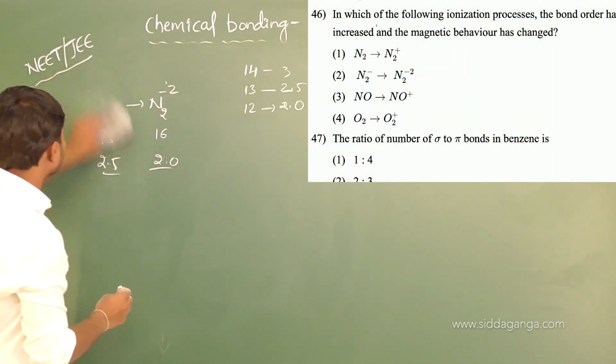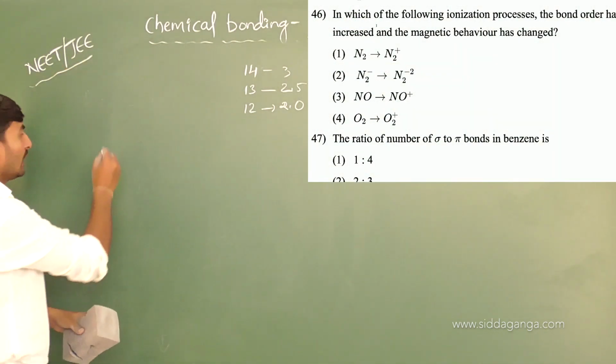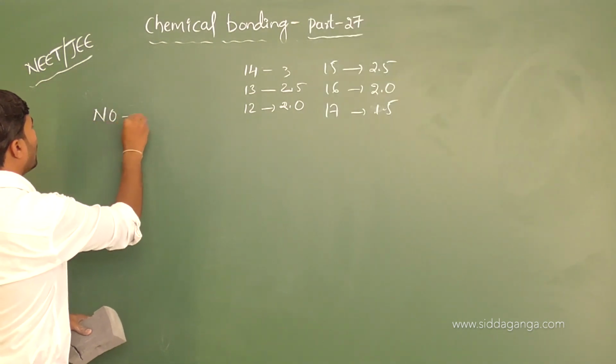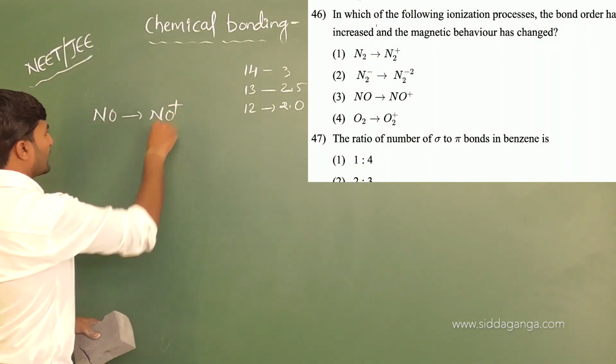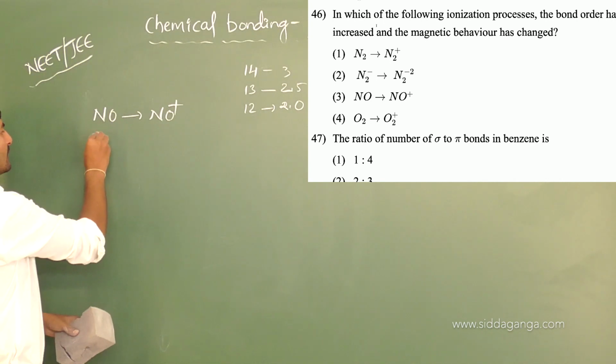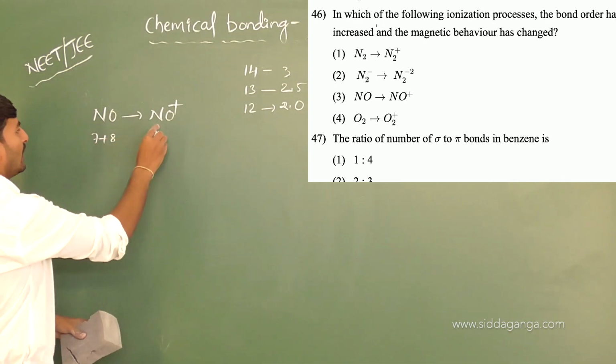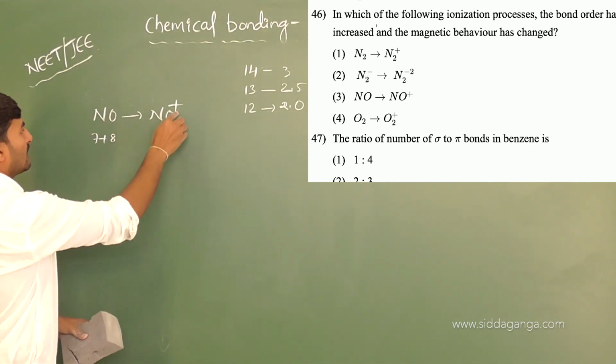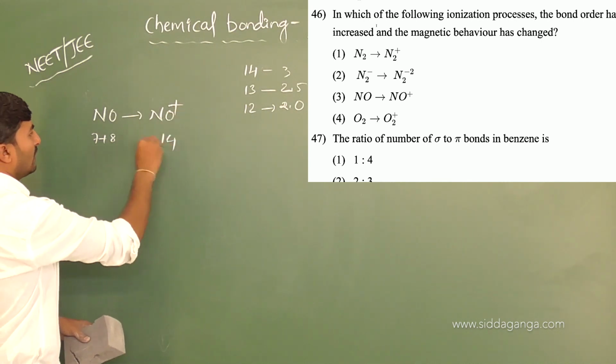And the third one, NO and NO plus. NO and NO plus. Okay, here 7 plus 8. Again 7 plus 8 minus 1. This is 14.